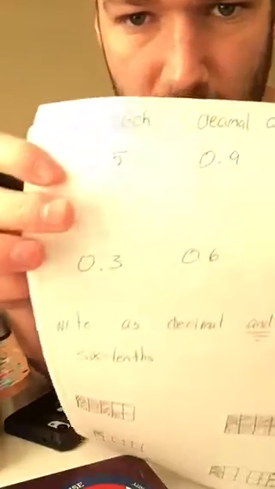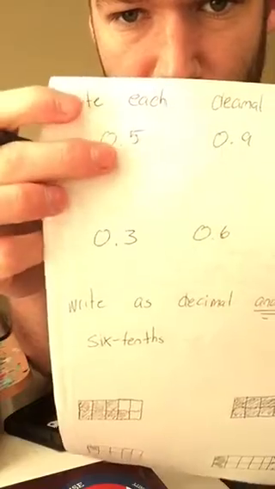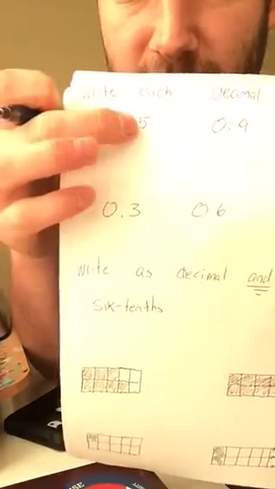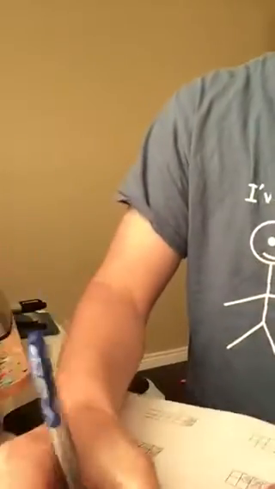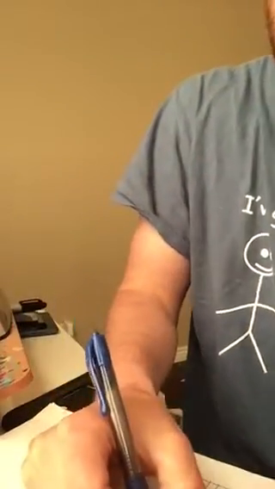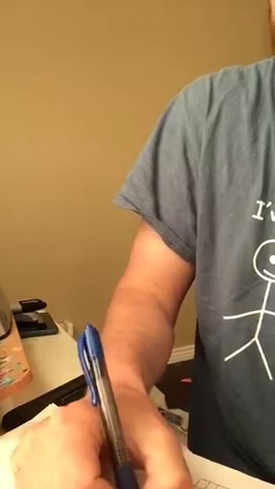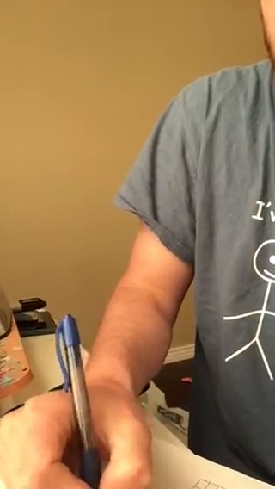For these ones, we've got 5/10 or 0.5. And that 5 right there is in our tenths place. So we know we've got a 5 on top. And then in tenths, what number goes on bottom? Yeah, 10. So it would be 5/10. Okay. And then for the bottom ones, you're going to write each as a decimal and a fraction. So we start with 6/10. Well, that's easy. 6/10, or we can write it as 0.6.